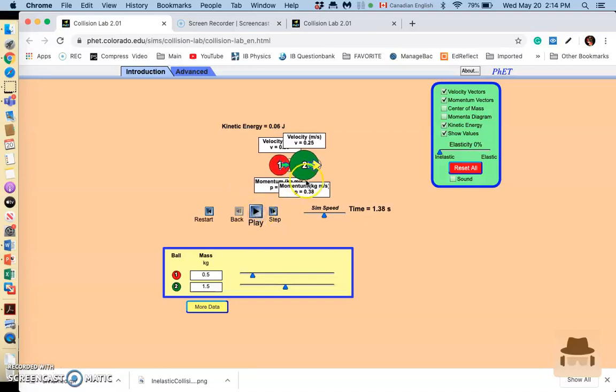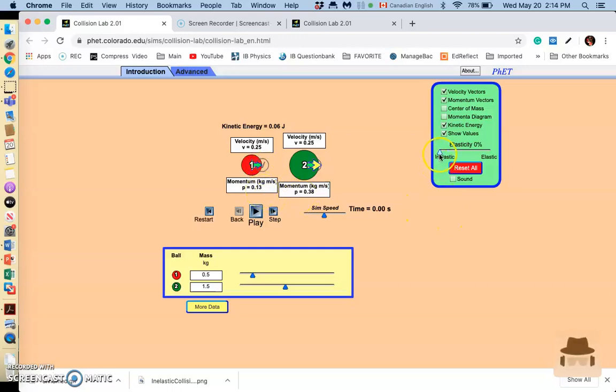now what happened? Both of them stick together and move as one object. Now look at the kinetic energy. Kinetic energy is now 0.06. This energy is gone due to the collision, due to the friction between them. It went as heat maybe, but I have some loss of energy. But the momentum is the same. If you add these numbers, it will give you the same number as before, which is 0.5. This was for inelastic collision.